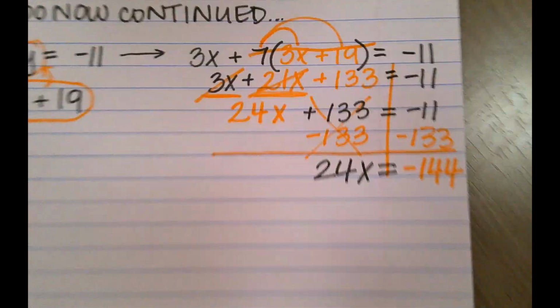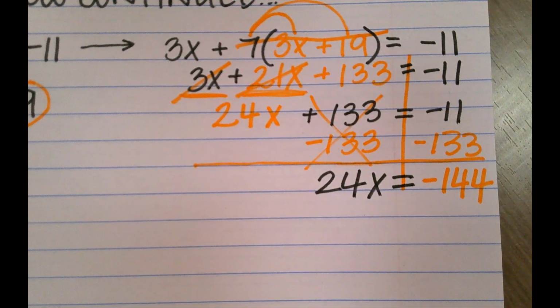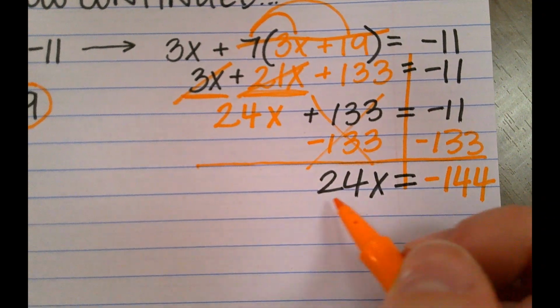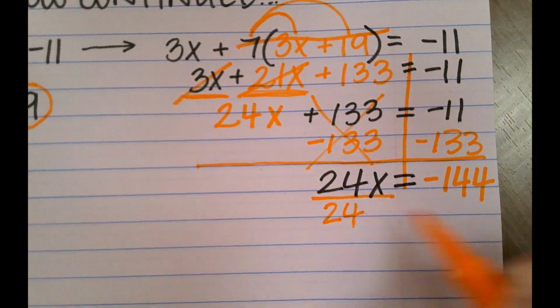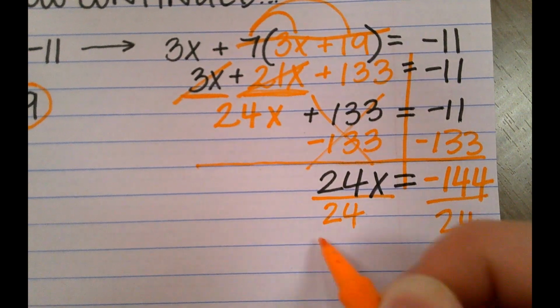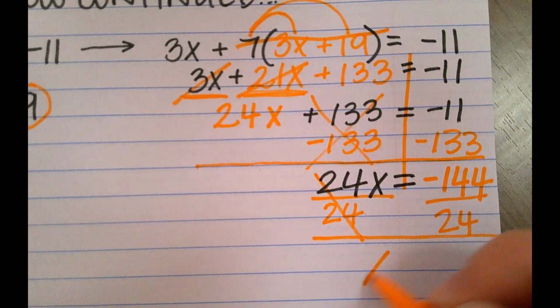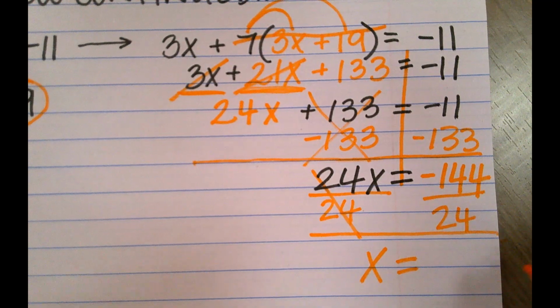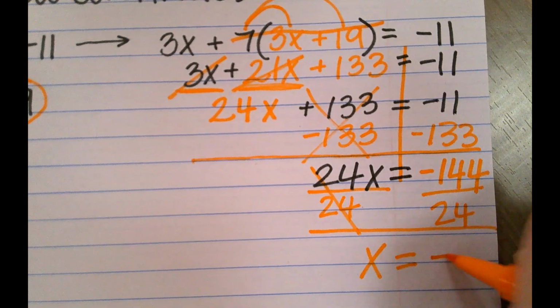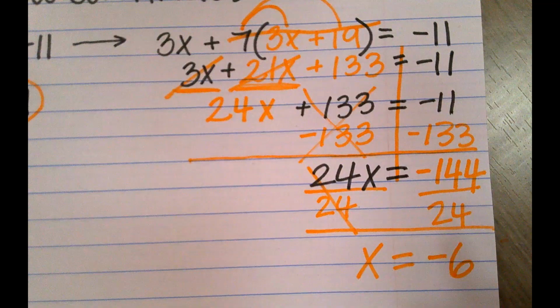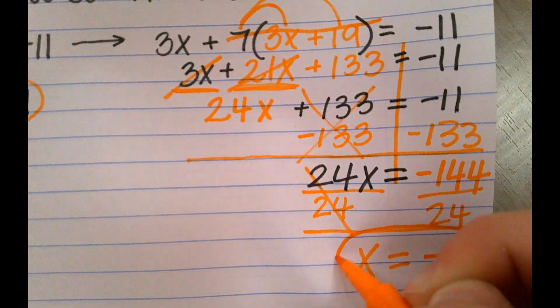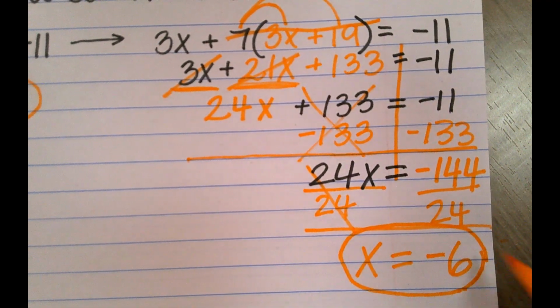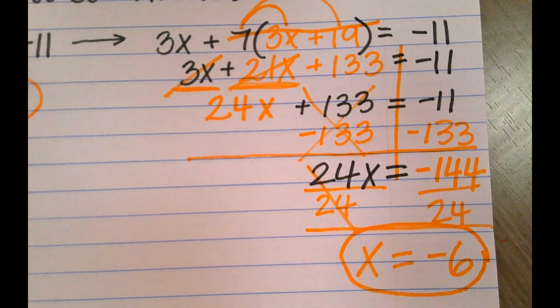Just have one more step. Divide both sides by 24. Good. And we will get an answer of x equals negative 6. Everybody get that? Or did anybody do it in a different way? So we got x equals negative 6.